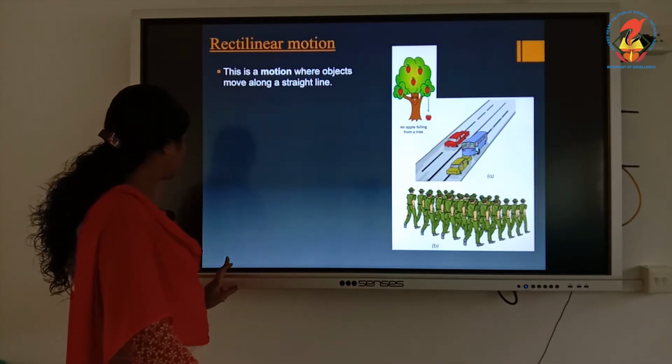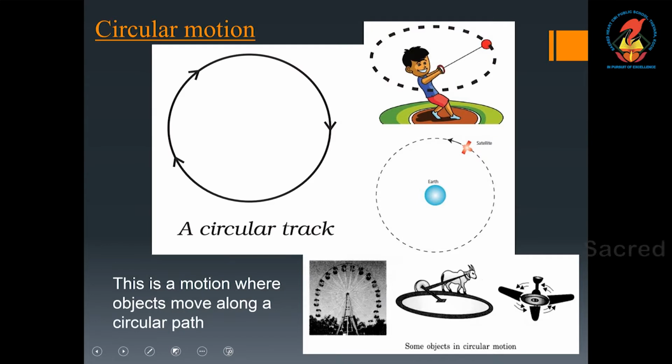Next one is circular motion. The object moves along a circular path or along the circumference of a circle. That type of motion is known as circular motion. Here you can see the movement of the satellite around the earth. It is also in a circular orbit, so that's also circular motion.